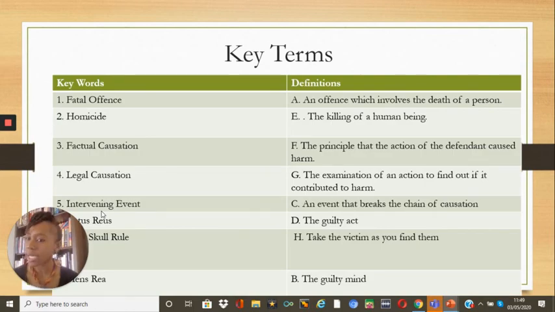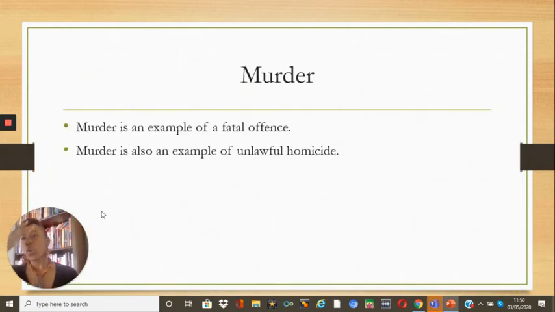Now, just to say that a lot of these keywords will be explained and delved into in more detail. Mens rea will not be looked at a lot at all, right? I have a separate lesson for that. But in this lesson, we will look at factual causation, legal causation, intervening event, actus reus, thin skull rule, homicide, and fatal offenses.